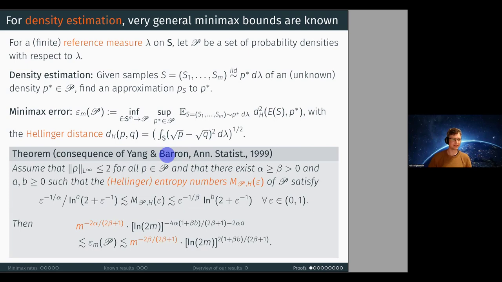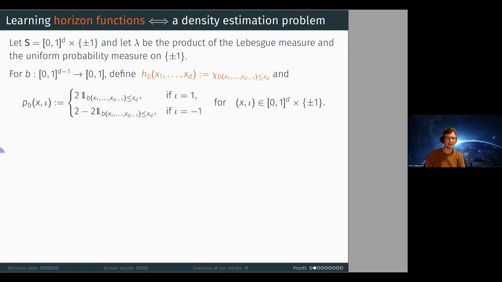Okay, so now the question is, what is the relation between such a density estimation question and the learning of a classifier that we are actually interested in? And once you see it, it's quite obvious, but somehow for us, this was an interesting insight. So again, we are working on the unit cube and we have a classifier over there, which gives us outputs minus one and one. So as the set for density estimation, we take now the product of the unit cube with plus minus one.